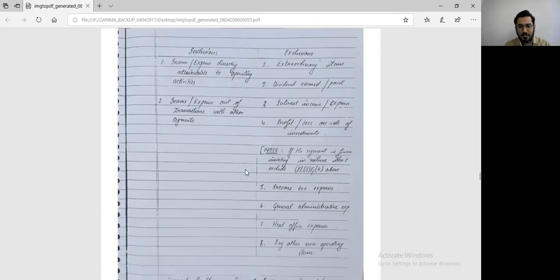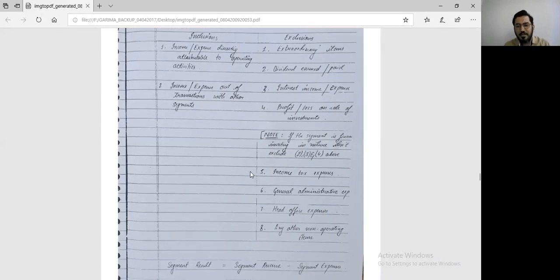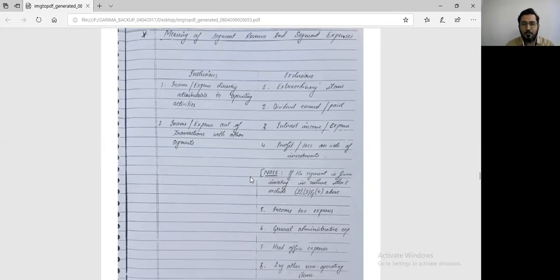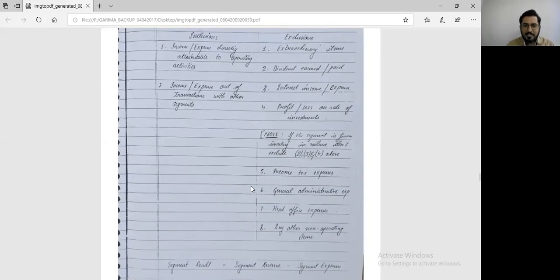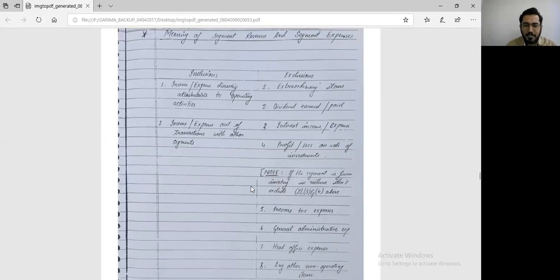Okay, let's go to the next part. You will always exclude income tax expenses. You will always exclude general administrative expenses. You will exclude the head office expenses and any other non-operating items. Right? Simple points are there. Remember only two important things. What will you include? You will include income or expense from operating activities that are directly attributable, and income and expense from transactions with other segments.